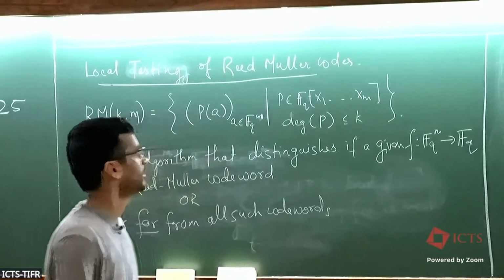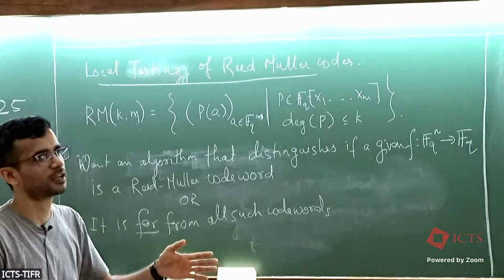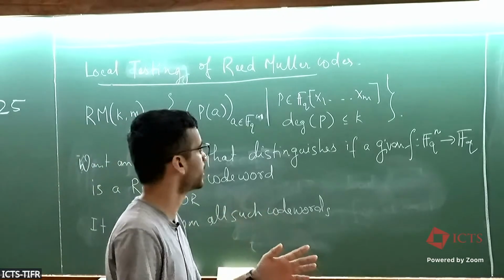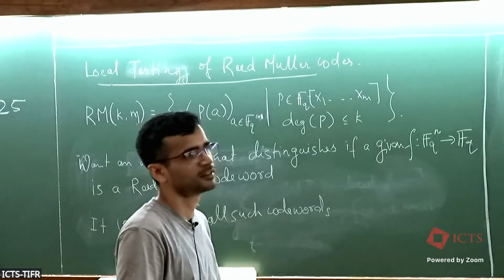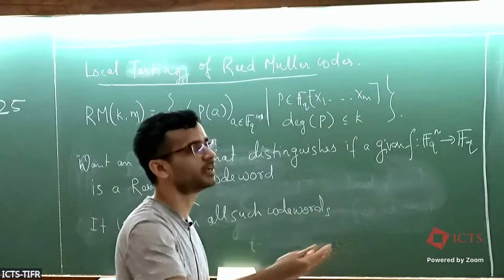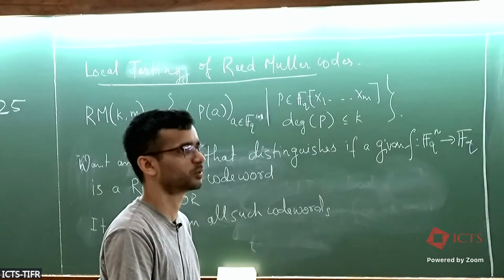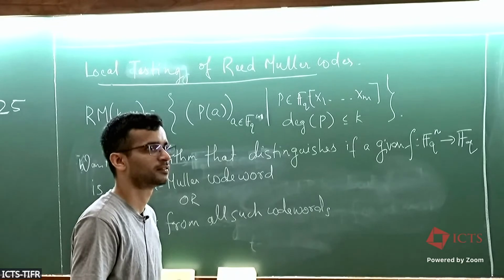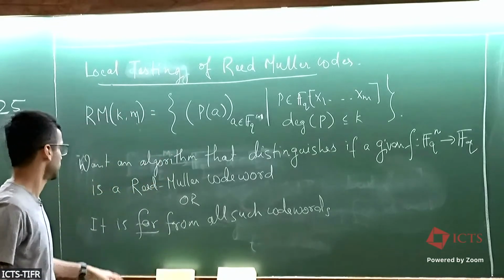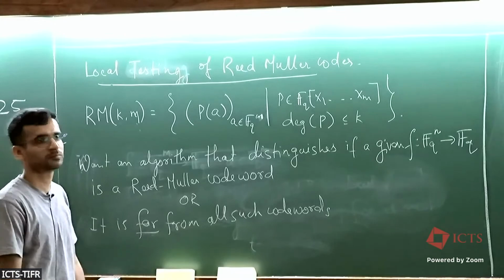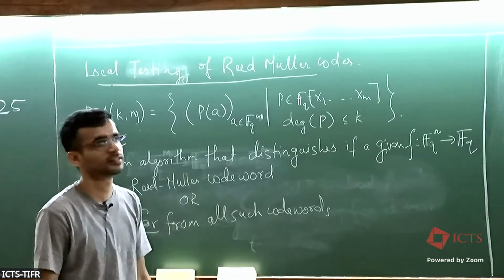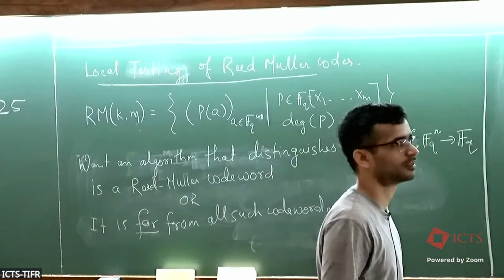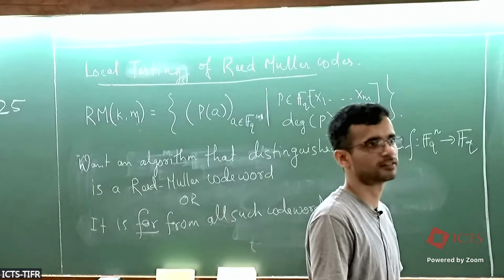So the suggestion is we will pick a random line. You want to query F on the line, and you want to see if the values that we are reading are coming from a univariate polynomial of degree at most k. Clearly, if F is a code word, this test will always pass. And one has to argue that if F is far from all code words, then on a random line, this test should fail with reasonable probability. Right? That's something we will need to argue.